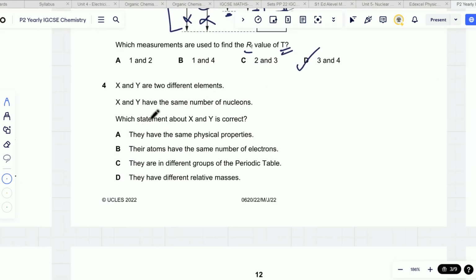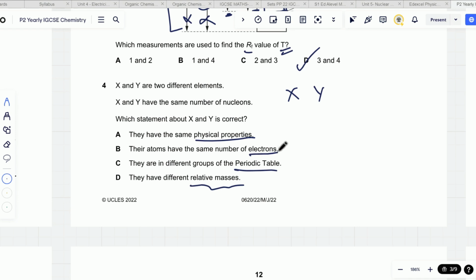X and Y are two different elements. X and Y have the same number of nucleons. So the number of nucleons is the same. What does that mean? If it has the same number of nucleons, which statement about X and Y is correct? They have the same physical properties. Their atoms have the same number of electrons. They are different in groups of the periodic table. They have different relative mass.